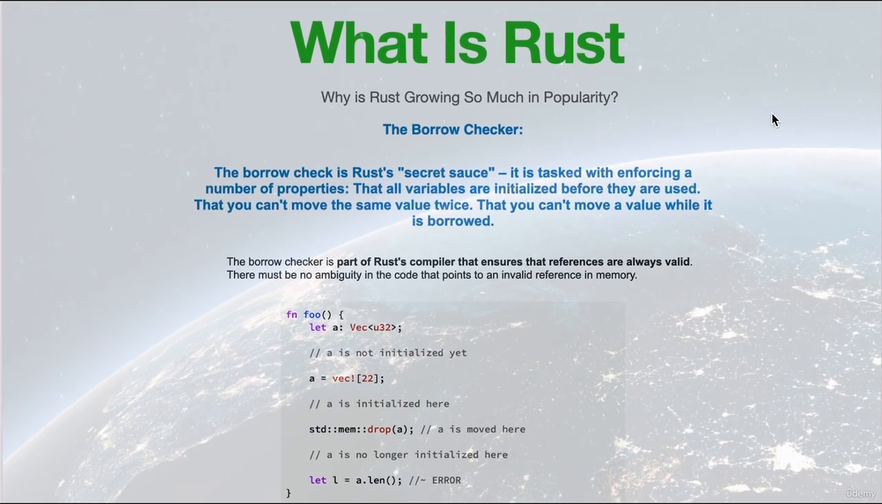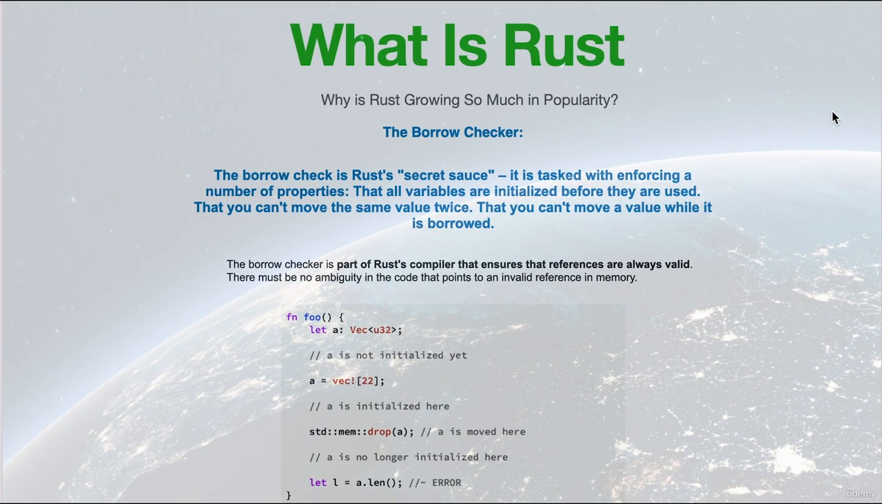Another differentiating example, the borrow checker, which we're going to dive into in detail in the course later on, but just to give you a taste, the borrow checker is Rust's secret sauce, meaning that it's tasked with enforcing a number of properties. The borrow checker is basically a part of Rust's compiler that ensures that references are always valid. So it checks to see that there's no ambiguity in the code that would point to an invalid reference in memory. That means that you can't move the same value twice while it's being borrowed.